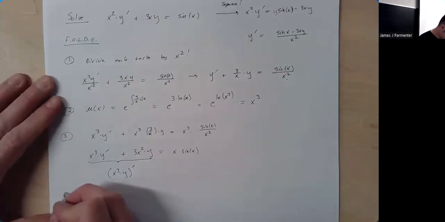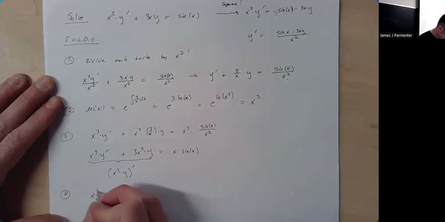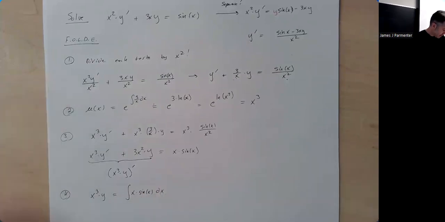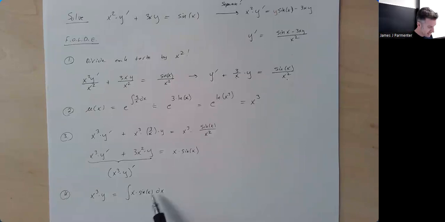So we're going to say that x cubed times y is equal to the antiderivative of x times sine of x. And just like in the previous problem, this integral of x times sine of x requires integration by parts. I will remind you that tabular integration is an option. You remember tabular? It's not really necessary here, but tabular integration is just a shortcut for integration by parts. Kind of like how synthetic division is a shortcut for polynomial long division.